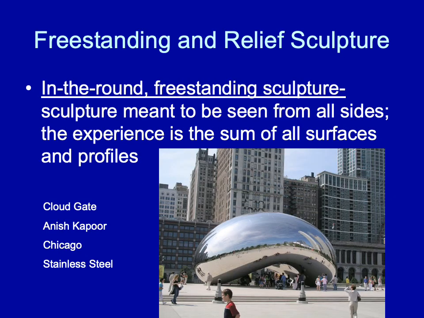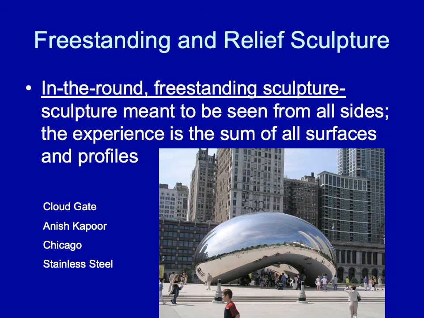There are three categories for sculpture. The first one is what we call in the round, and it's very straightforward. It literally means you could just walk around it because it's fully three-dimensional. The example you see here on the slide is actually called Cloudgate, and it is in Chicago. And it's a really beautiful sculpture by Anish Kapoor, and it's made from stainless steel that's been polished so much that it acts as a mirror as well.